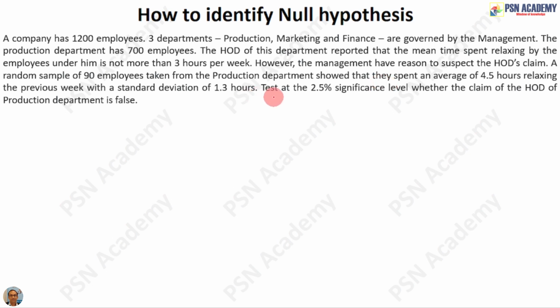Now we have to test whether the claim of the HOD of the production department is false with a significance level of 2.5%. I hope the problem is clear to you.